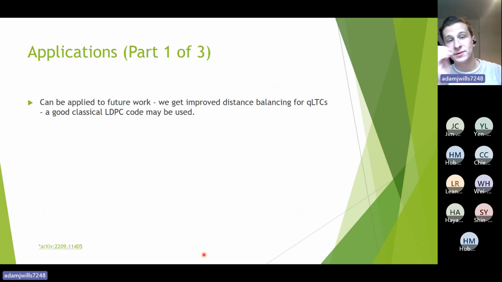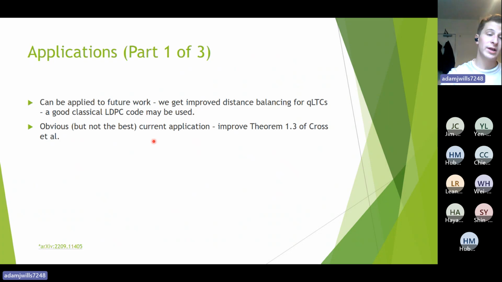So what are the applications of this result? So we've generalized Hastings' result to every classical code with independent checks. And so the first thing to say is just that in future, this can be applied to any quantum locally testable code that needs to be distance balanced. It can now be distance balanced with a good classical LDPC code rather than just a repetition code. But what are applications that we can already foresee based on things that already exist?